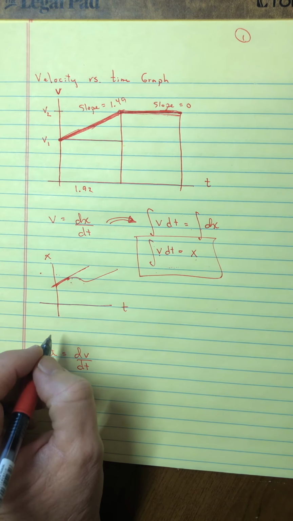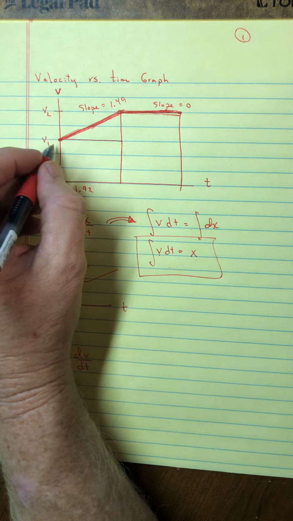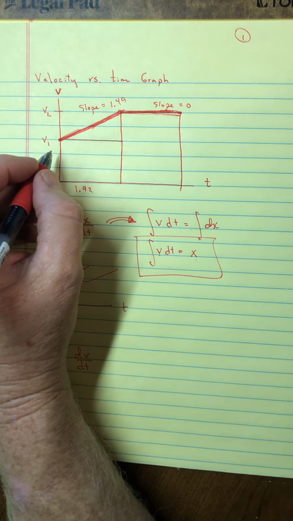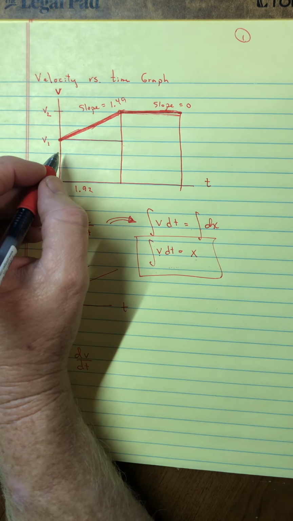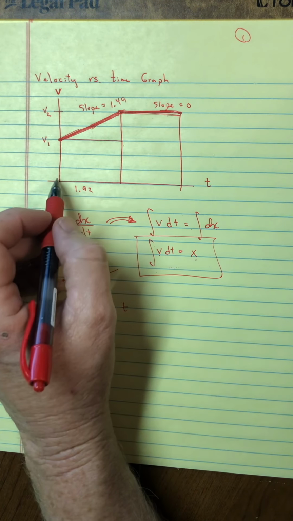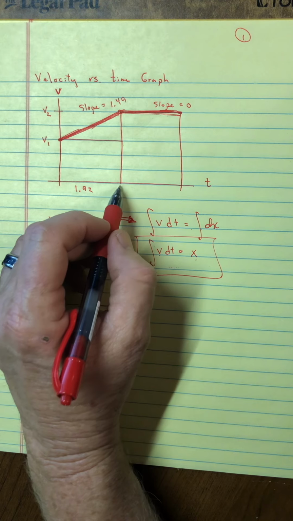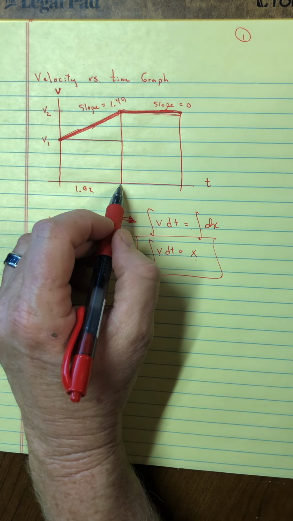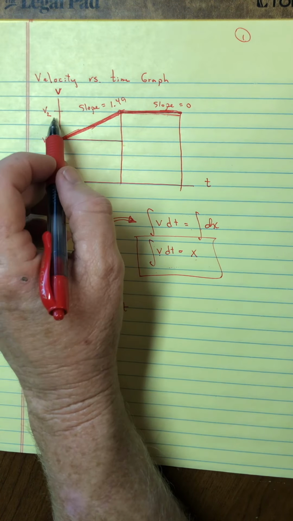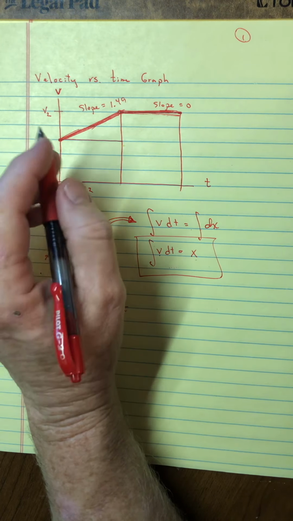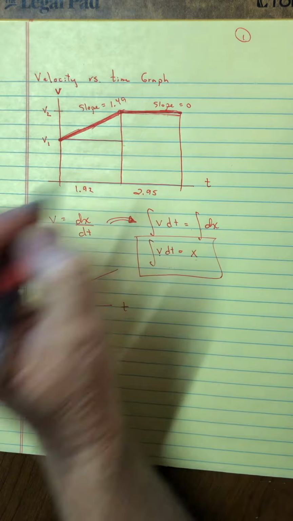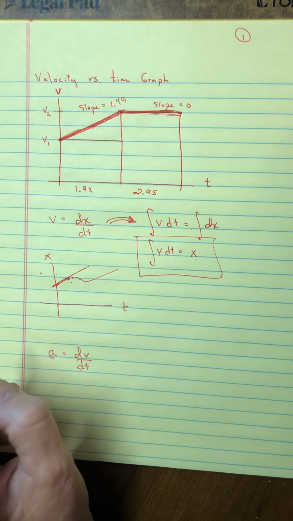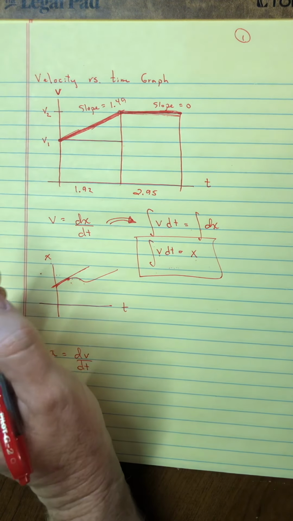It says she begins with some speed v1. So we don't know what that is. And she accelerates at a rate of 1.49 for a time of 1.92 seconds. Okay. Then she reaches a maximum speed of v2 and maintains that speed for a time of 2.95 seconds. Okay, so we know the 2 times here.